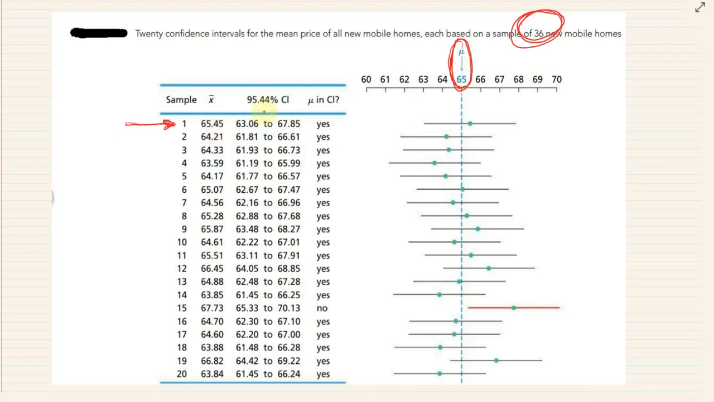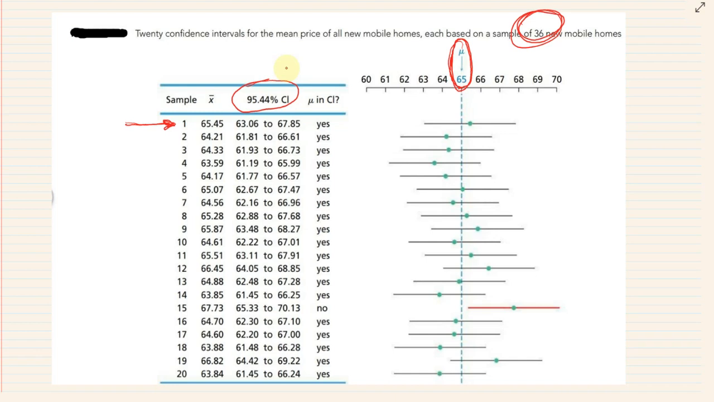And the confidence interval is 95.44. The 95.44 is 2 standard deviations, so this is a 95.44% confidence level. Remember, usually we don't go with decimals. We either go 90, 95, 99. So that's going to change later on.